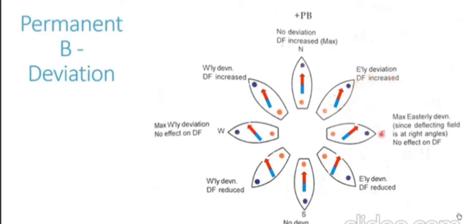When the ship goes to an easterly heading, 090 heading, you see the blue pole is to the east of the compass and the red pole is to the west of the compass. They are at right angles to the poles of the earth, and now in this location they generate maximum deviation. The blue pole at the bow attracts the north end, or the red end, of the compass towards it, and the red pole at the stern attracts the south end of the compass towards it, giving it maximum easterly deviation.